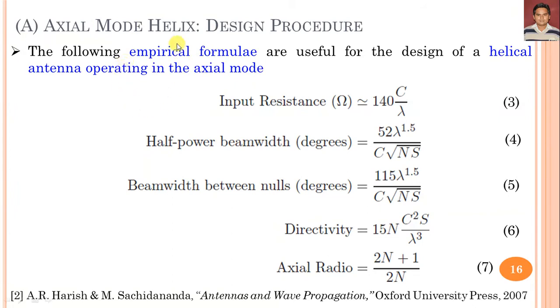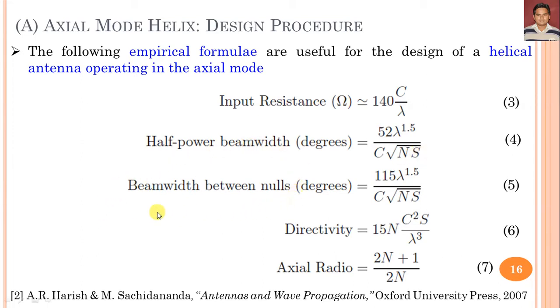There are various empirical formulas that can be used to design a helical antenna when it is operating in axial mode. In this case, we are calculating some parameters, of which the first is the input impedance, which is nearly equal to 140 C by lambda. Then we calculate the half power beamwidth in degrees, which is equal to 52 lambda to the power 1.5, or 3 by 2, upon C root of N into S.